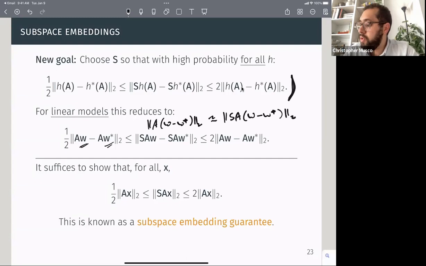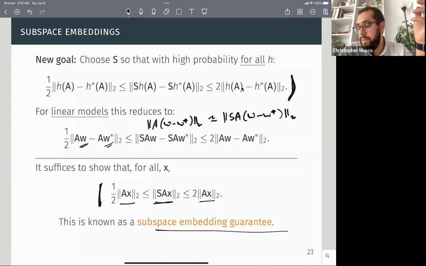So certainly to prove this guarantee, it would be fine if I could show that with high probability, SAX approximates AX for all vectors X, because then I just apply it for the X which equals W minus W star. This is a well-known guarantee. At least in my community in theoretical computer science, we typically refer to this as a subspace embedding guarantee. I want to find a subsampling matrix such that with high probability, the 2 norm of SAX approximately equals the 2 norm of AX for all X. Okay. These guarantees have been super well studied.